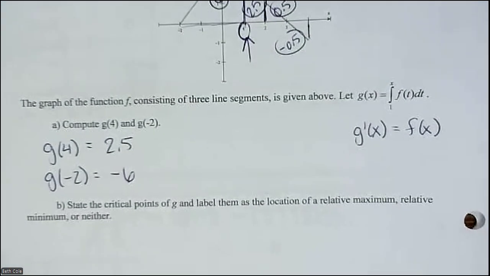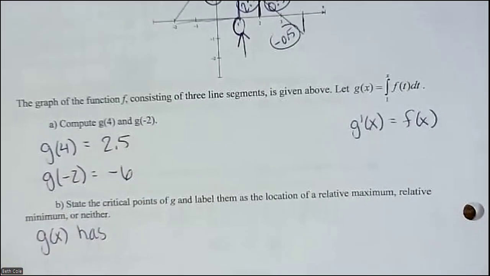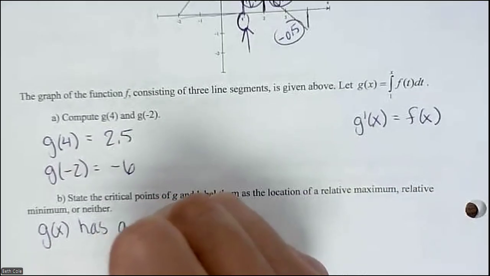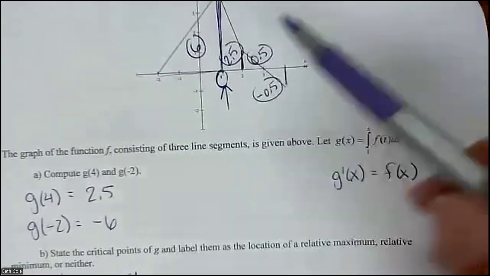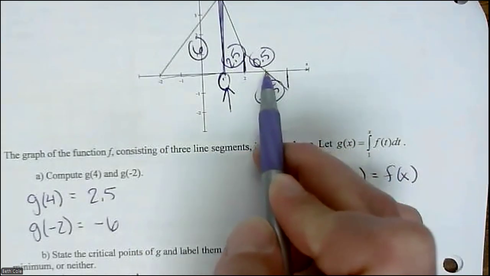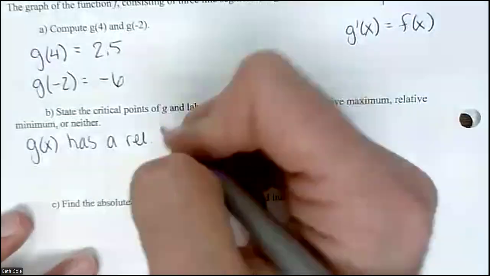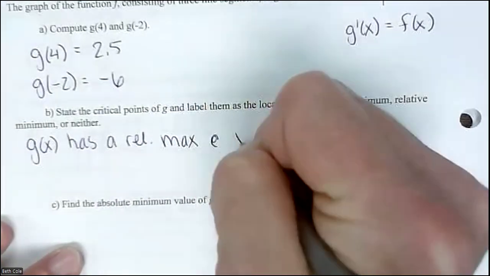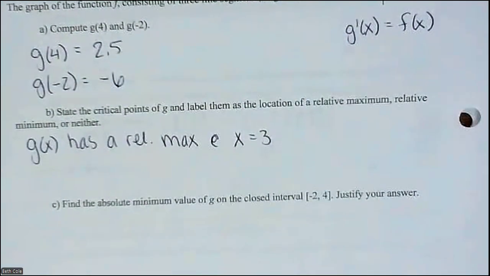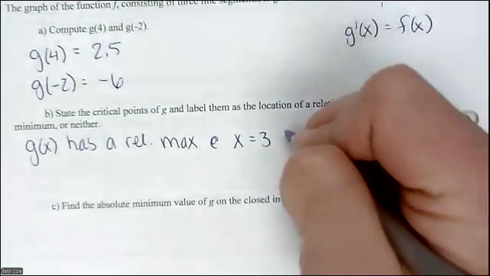Critical points, label them as the location of maximum, minimum, or neither. So our sentence is going to start G of X has a relative, and there's actually only one critical point. Now, where's our critical point on here? 3. Location of maximum, minimum, or neither? Maximum, good. G of X has a relative maximum at X equals 3. And you're correct with maximum. What's the because?